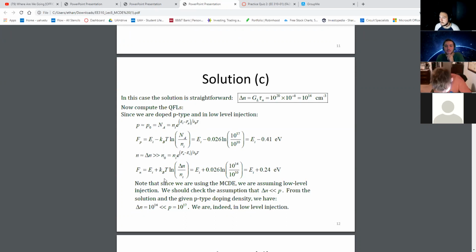Okay. In these equations, obviously there are two equations, and whenever you're computing the QFLs, you're going to end up computing two every time unless you ask for one, but he just wants both anyway. What you need to do is, whatever your minority carrier is, so let's say it's n, because in this one your minority carrier is n, the numerator of your fraction in the ln is going to be right here, change in n, which is what you get from your MCDE equation. That's the number you're solving for. So your numerator is this.